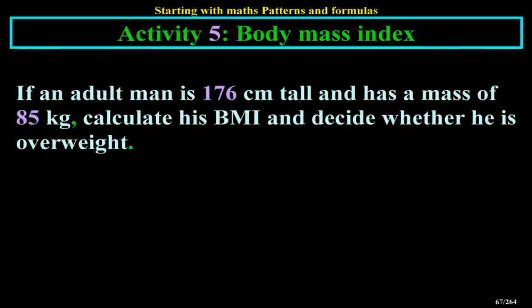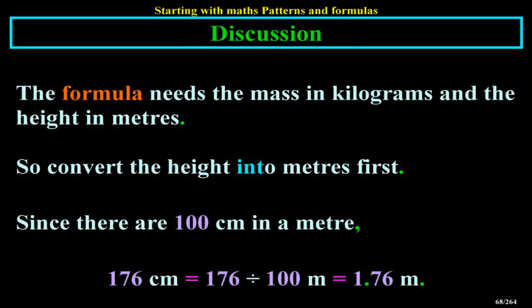Activity 5. Body mass index. If an adult man is 176 centimeters tall and has a mass of 85 kilograms, calculate his BMI and decide whether he is overweight. Discussion.